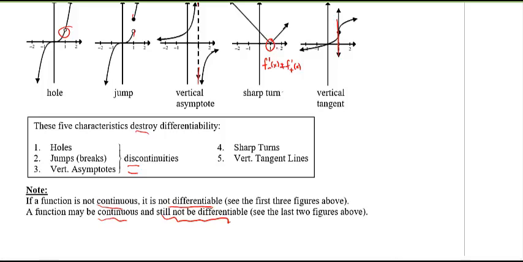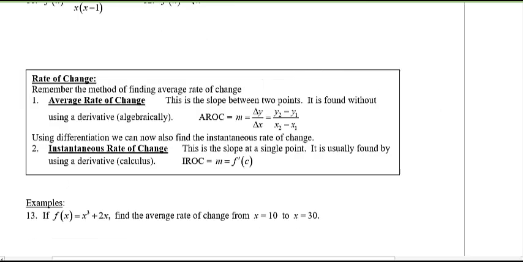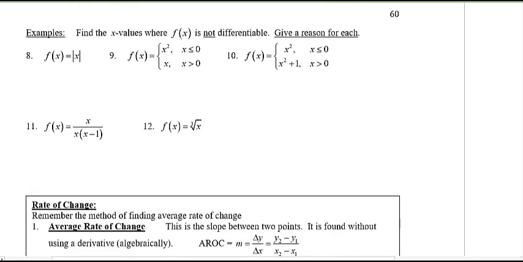Knowing those things, let's turn to the next page. And I'm going to ask you to please look at these examples and see if you can find the x values where the function is not differentiable. Okay, and then tell me a reason as well. Okay. Ooh, number 8. The absolute value of x. Oh yeah, if you graph that out, what do you see at 0? It's not differentiable at 0 because there is a sharp turn. Good.